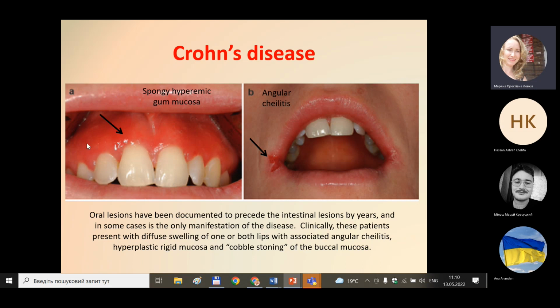On this photo, you can see spongy hyperemic gum mucosa in the case of Crohn's disease and angular cheilitis in the patient. Clinically, these patients present with diffuse swelling of one or both lips with associated angular cheilitis, hyperplastic rigid mucosa, and cobblestoning of the buccal mucosa.